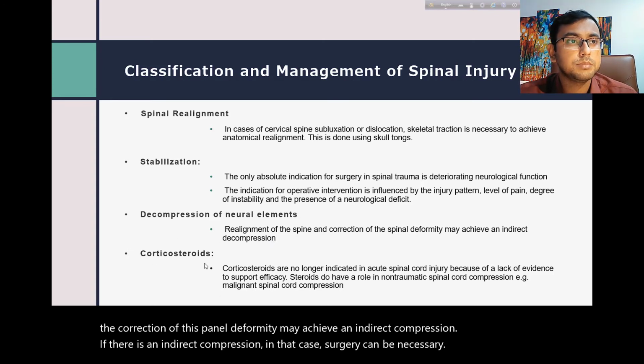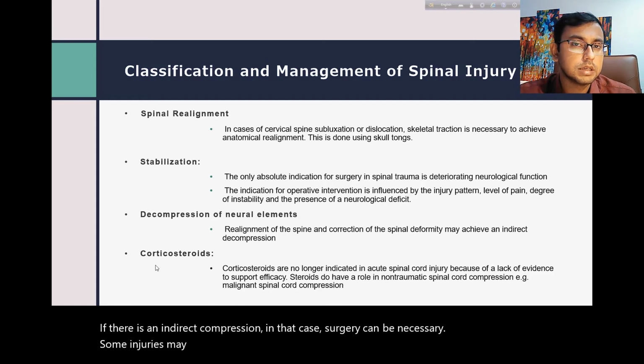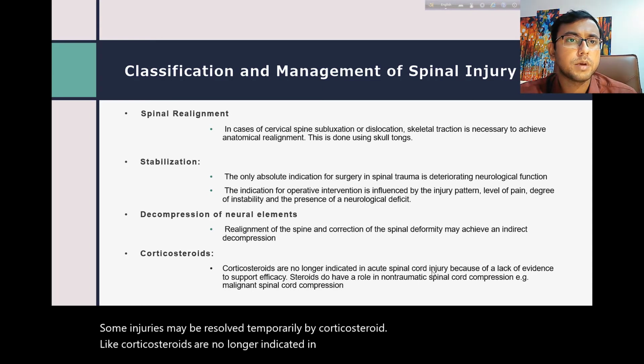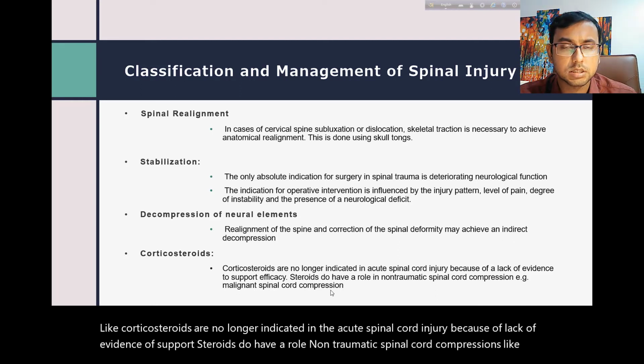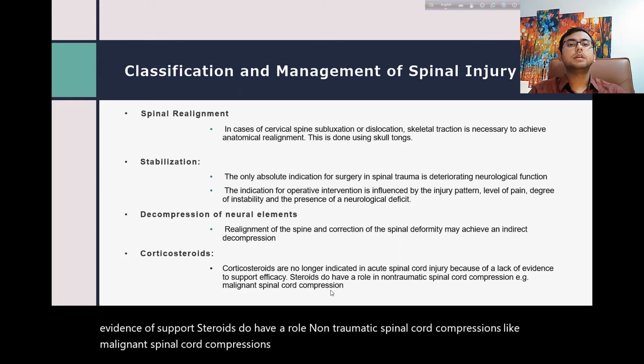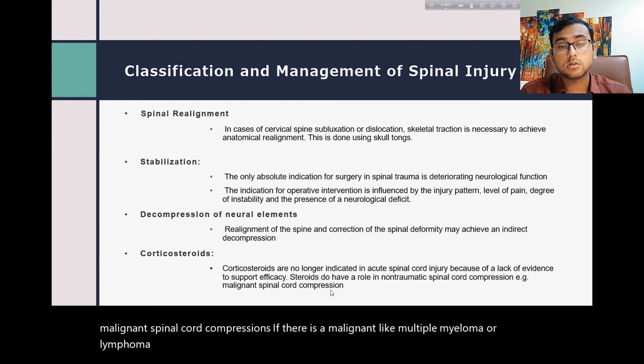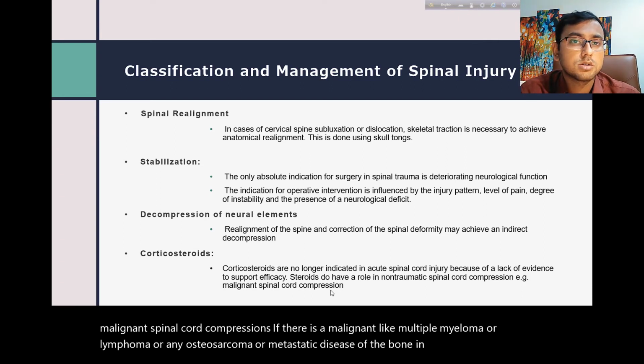Some injuries may be resolved temporarily by corticosteroids. Corticosteroids are no longer indicated in acute spinal cord injury because of lack of evidence of support. Steroids do have a role in non-traumatic spinal cord compressions, like malignant spinal cord compressions. If there is a malignancy like multiple myeloma, a lymphoma, any osteosarcoma or metastatic disease of the bone, in that case corticosteroids might not be of any help.